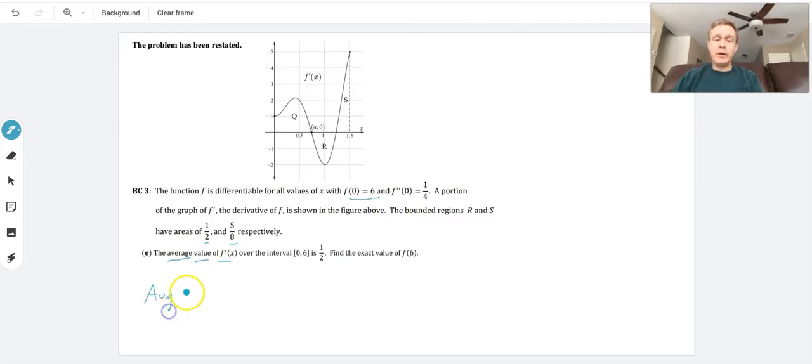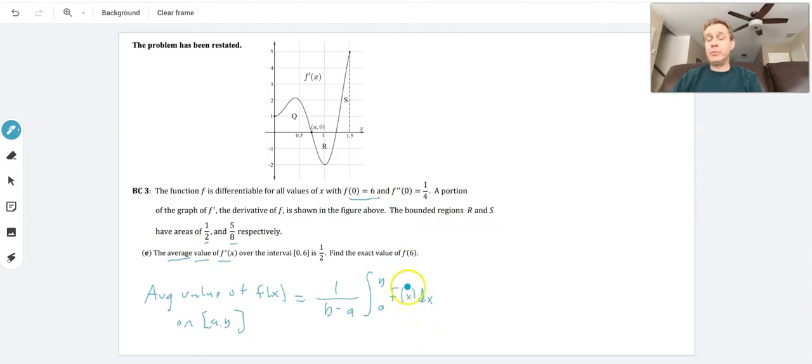If you recall, the average value of f of x on the interval from a to b is always equal to, and this is just a formula, 1 over b minus a times the definite integral from a to b of f of x dx. That's just a formula that you should be familiar with anytime you're asked to find the average value of any particular function. So I'm going to use that initially to set things up to ultimately help solve for f of 6.